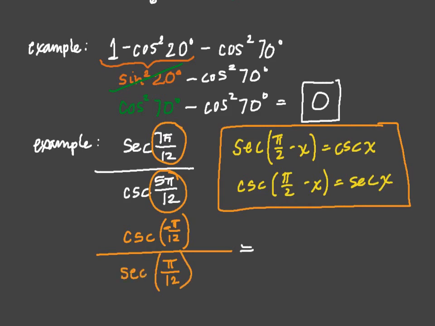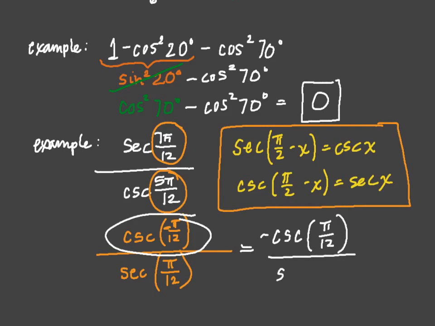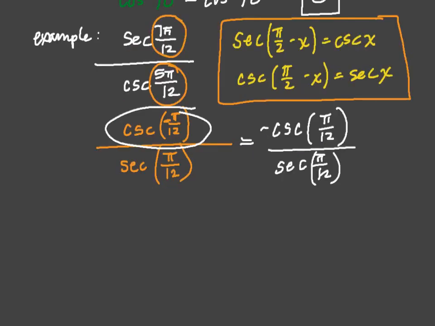Okay, so my angles almost match here, but I've got a negative angle here. So keep in mind cosecant is 1 over sine, the reciprocal of sine. So sine is an odd function, which means that cosecant of a negative angle is the negated version of cosecant of the positive angle. Okay, so we've got negative cosecant of pi over 12 over secant of pi over 12. So at least here our angles are matching, so we can at least use that to continue simplifying this.